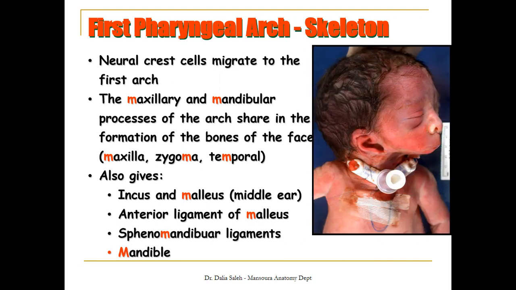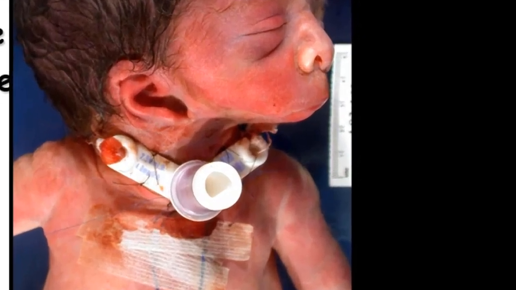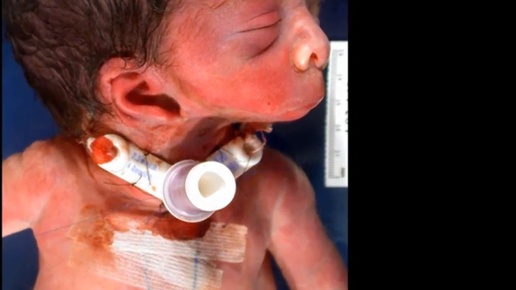In this case of abnormal development of the first arch, there is deficiency in the migration of the neural crest cells to the first pharyngeal arch. So there is no development of the skeletal components of this arch. That's why this baby developed with lack of mandible, and also a problem in the development of the maxilla and zygomatic bone and so on.